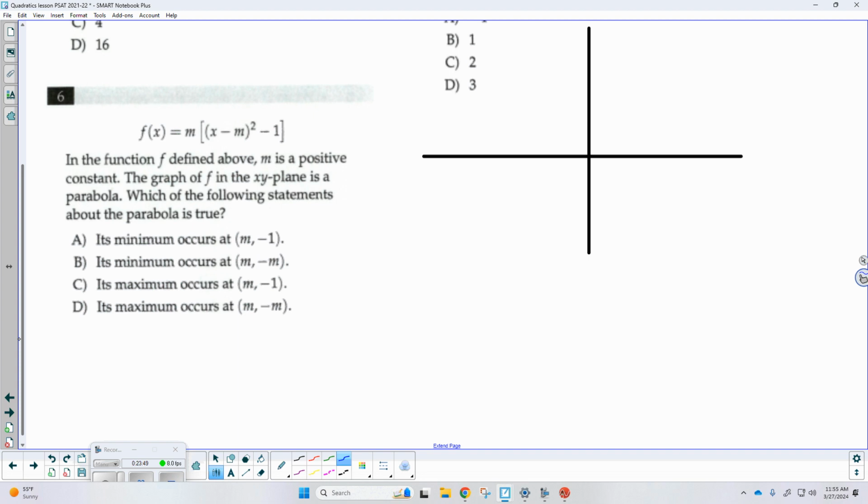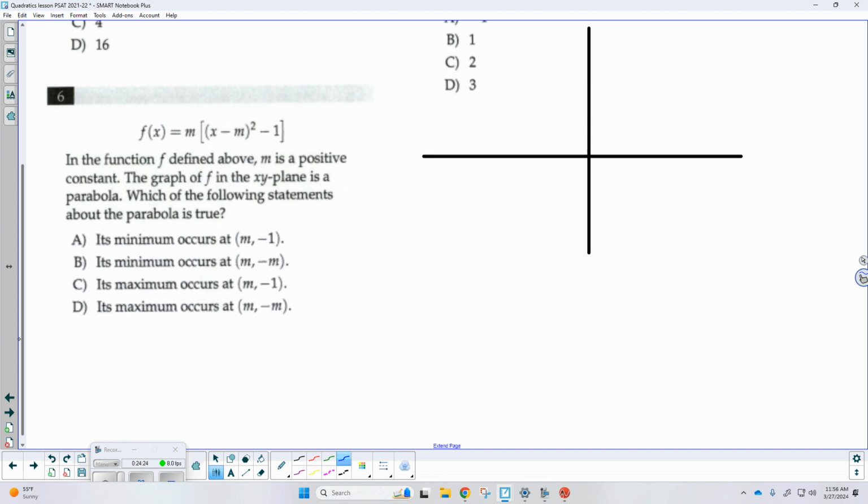Okay, so the minimum is m, negative 1. The minimum is m, negative m. The maximum is m, negative 1, or the maximum is m, negative m. See, in all your answers, it's either the maximum or the minimum. What does that mean when we're talking about a quadratic? Vertex. And you'll notice, what form is that in? It's in vertex form, yeah.